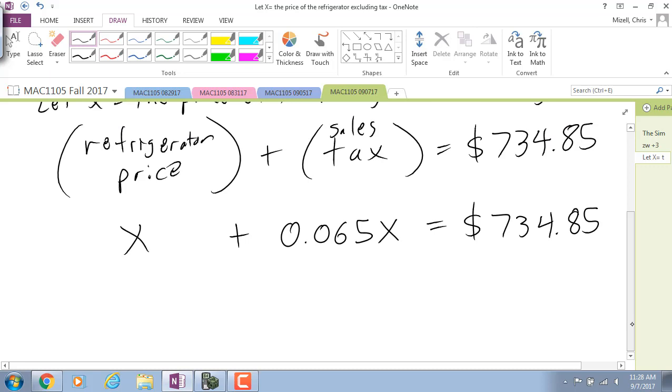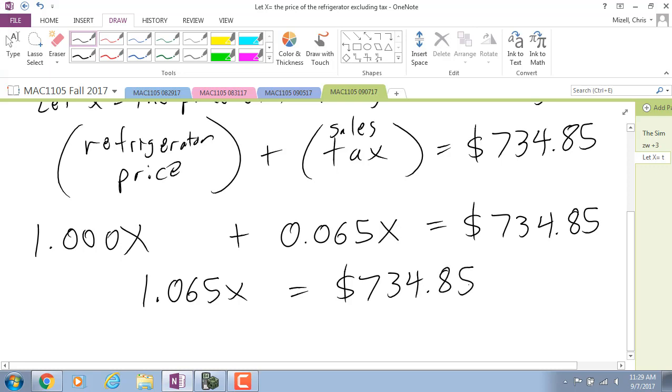We need to combine like terms. What is X plus 0.065X? 1.065X. If you want to think of X as 1.000X, and then line up the decimals and add the 1.000 to the 0.065, then you get 1.065X, and that's equal to the $734.85.